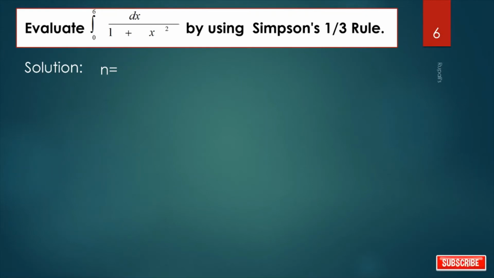And what is the value of n? n should be a multiple of 2. It may be 2, 4, 6, 8. But for mathematical accuracy, at least you have to choose the value of n as 6. So what is the value of h? h is (b minus a) by n. What is b? b is 6, the upper limit. What is a? a is 0, that is the lower limit. So 6 minus 0 by n, which means 6, so it is 1. So the value of h is 1.